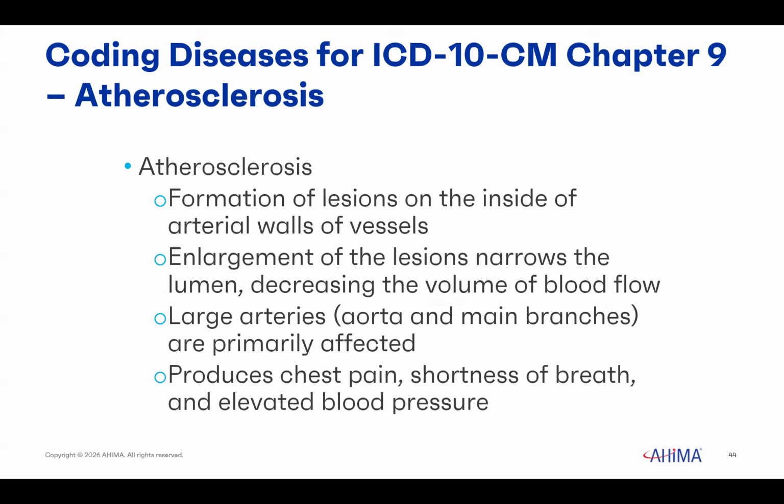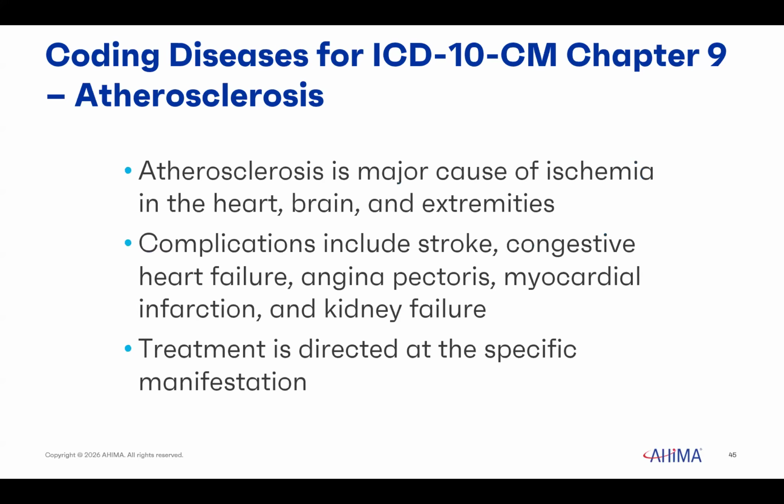Atherosclerosis is when the arteries get narrow from the constant buildup of plaque on the inside of the arterial walls of the vessels. Enlargement of these lesions narrows the lumen, and this decreases the volume of blood. Large arteries, the aorta and the main branches, are primarily affected. This produces chest pain, shortness of breath, and elevated blood pressure. Atherosclerosis is a major cause of ischemia in the heart, brain, and extremities. This can cause stroke, heart failure, and other problems.